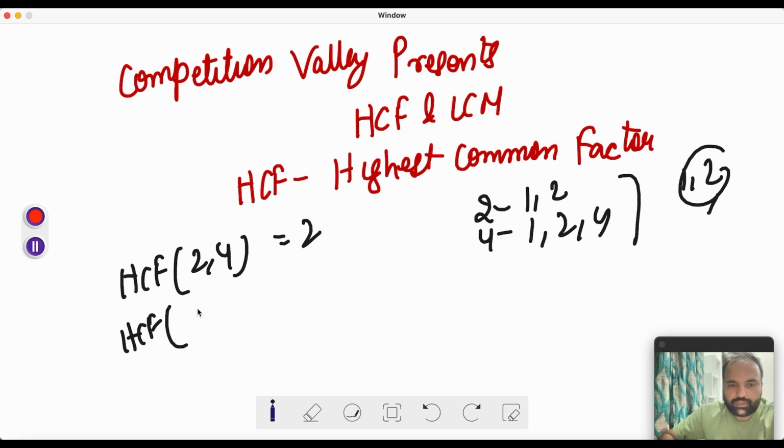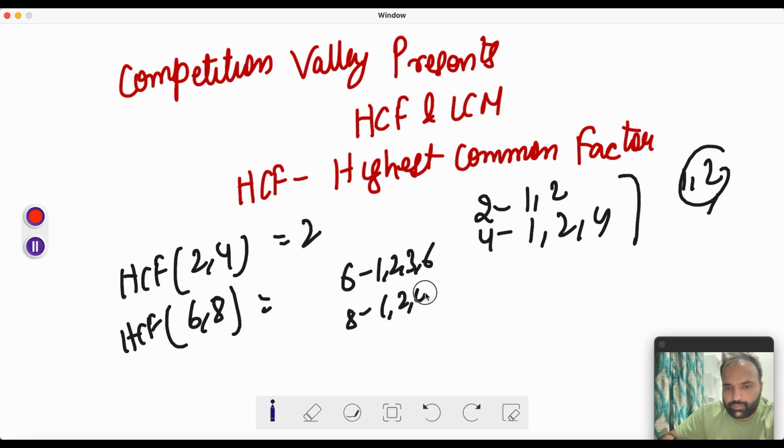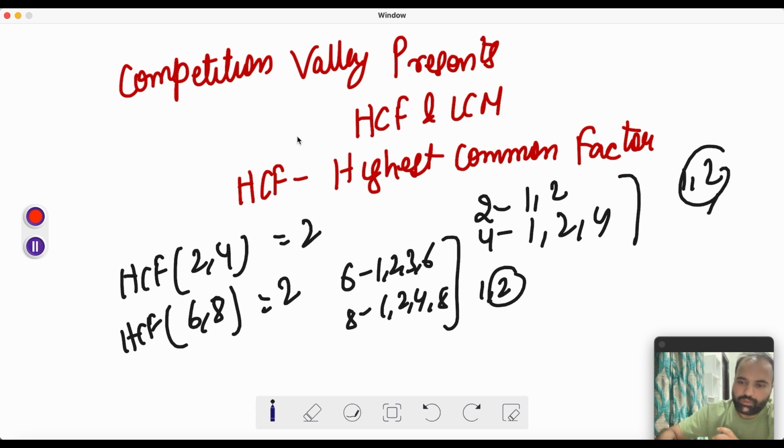Similarly, let's say for 6 and 8. Again, we're trying to find the factors of 6 first: 1, 2, 3 and 6. Similarly 1, 2, 4 and 8. So what do we find? We find 1 and 2 to be common, and 2 would be our HCF. We are just taking some numbers, finding the factors, and seeing what numbers are common, and this is true for all the numbers.